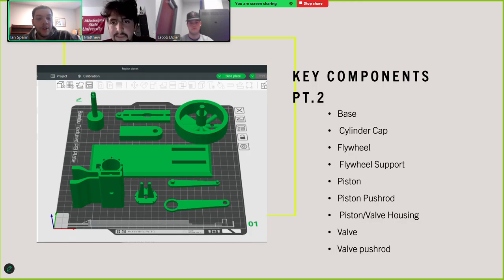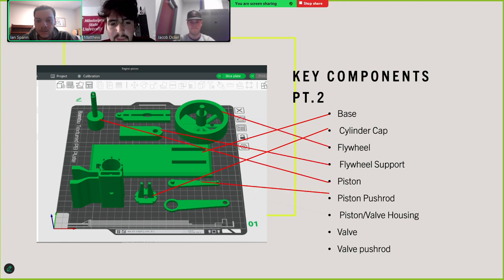And so for the key components of our actual steam engine that we designed, we have the base, the cylinder cap, the flywheel support, the piston push rod, the piston and valve housing, and the valve push rod. And they're all pointed out here.